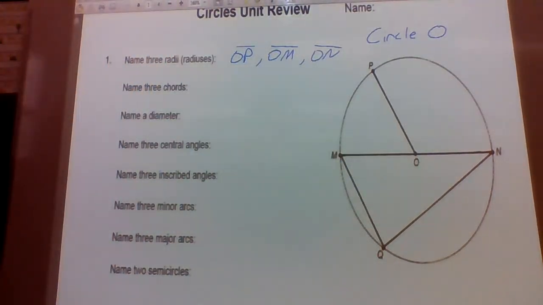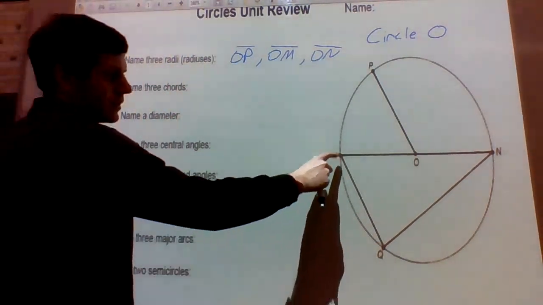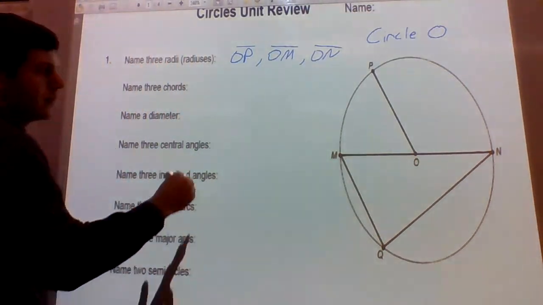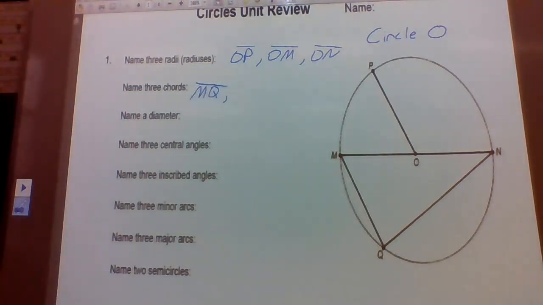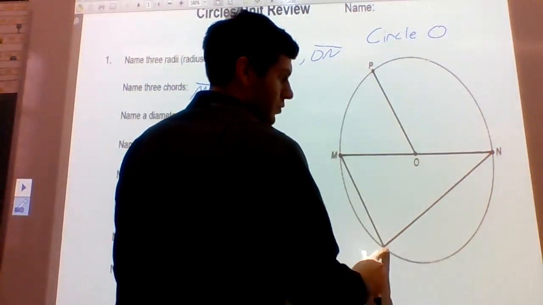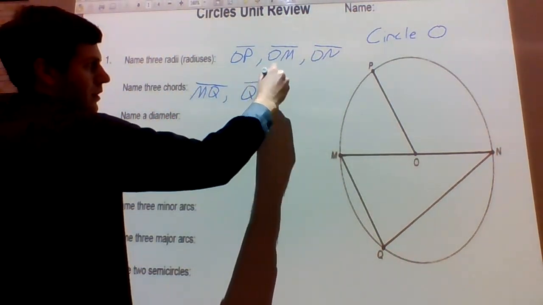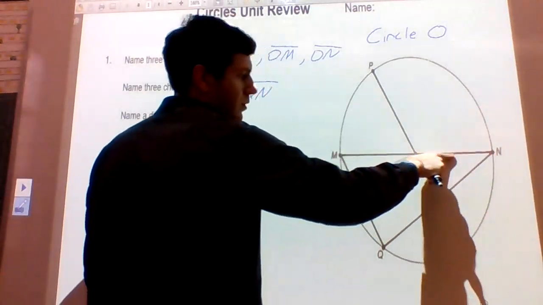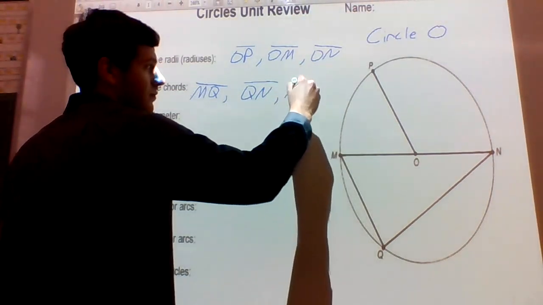Okay. Chords. So chords are segments that connect 2 points on the circle. So we want to pick 2 points that are on the circle. For example, M and Q are both on the circle, and we have a segment linking them together, joining them together. So we're going to have MQ. Okay. QN. Okay, 2 points on a circle, and they're linked together by a segment. So that's QN. The third one on here is MN. So M and N are both on the circle, and we have a segment linking them together. So segment MN is a chord.